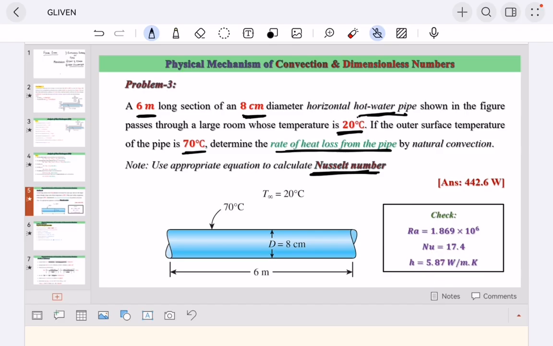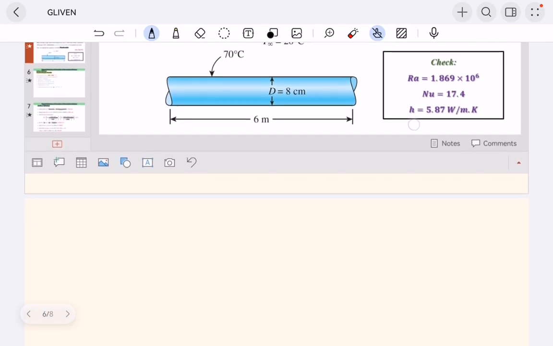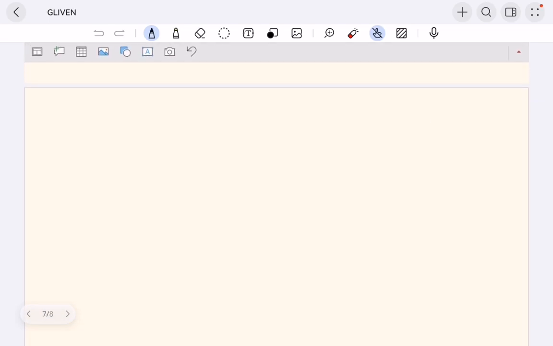Now we have the formula sheet. We can find all the formulas in the formula sheet. If you open the formula sheet, page number 3, page number 4 and page number 5 give you all the formulae for Nusselt number, with regards to Rayleigh and all. So let's try to solve this problem. Let's write the given data, what is given to us.